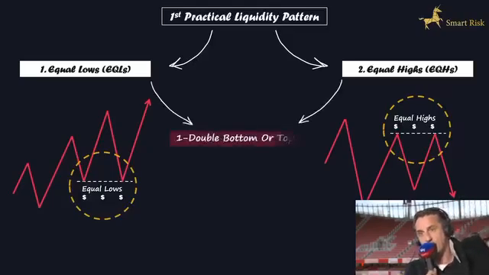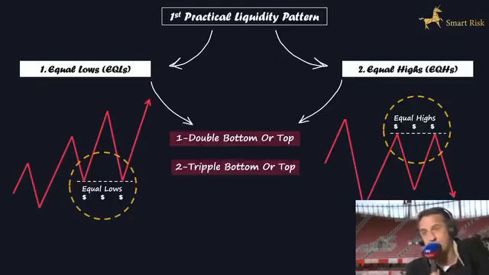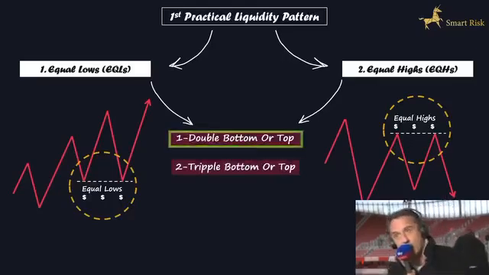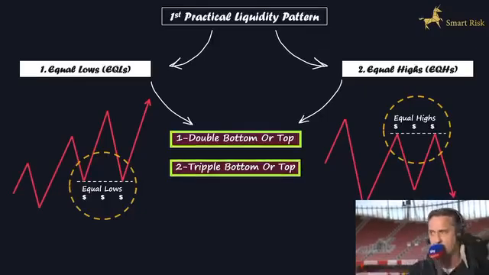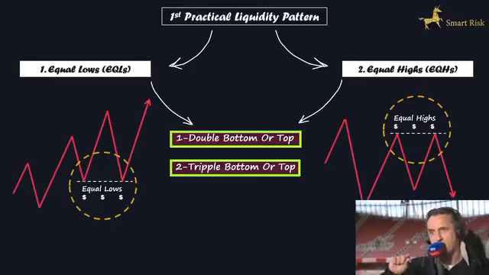Equal lows and equal highs fall into two distinct categories: double bottom or double top and triple bottom or triple top patterns. Now, let's delve into the specifics of each pattern and explore the psychology behind their formation within the market. Let's begin with the bullish patterns.